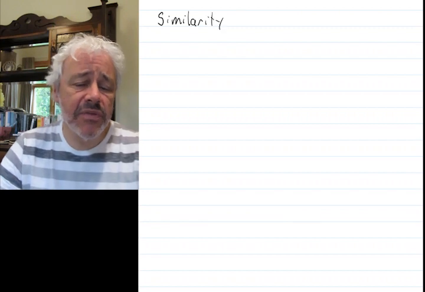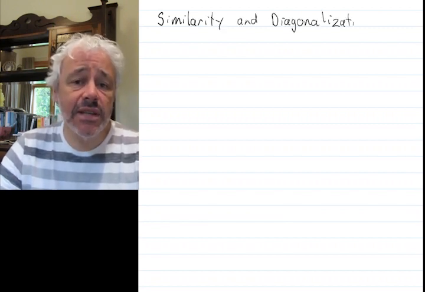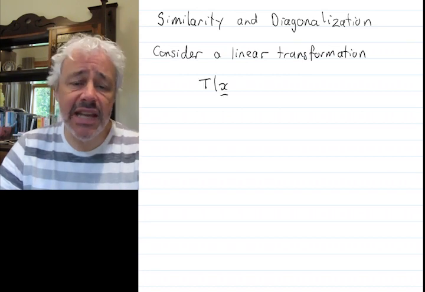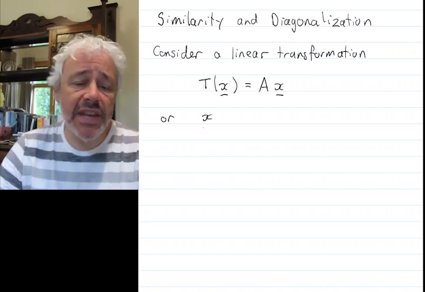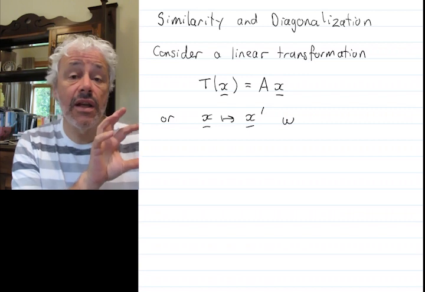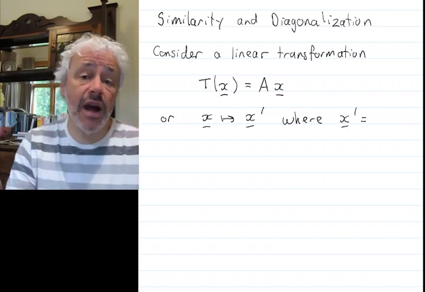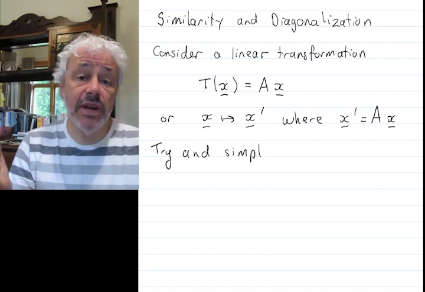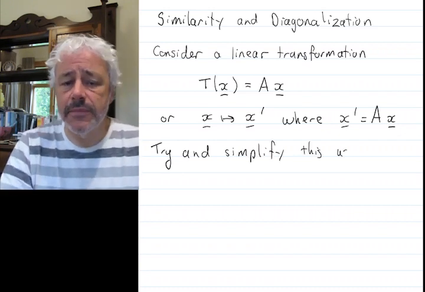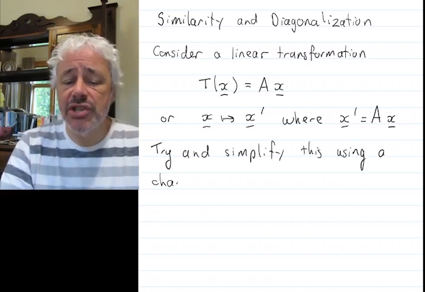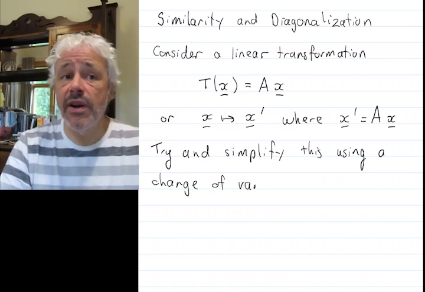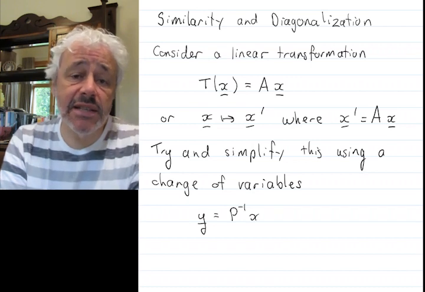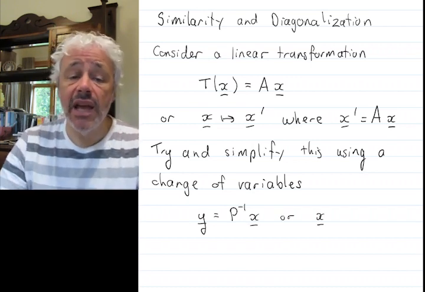So suppose we've got a linear transformation T of x, which in matrix vector form is written as matrix A times vector x. And let's just write that as a transformation where old x maps to new x prime. Input vector x, output vector x prime. So x prime equals Ax. And now consider making a change of variables so that the new variable y is equal to some matrix P inverse times x. Or to put it another way, x equals Py.